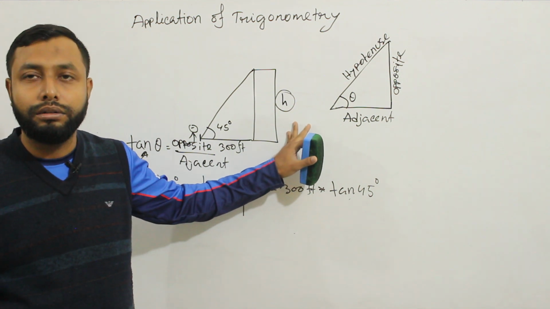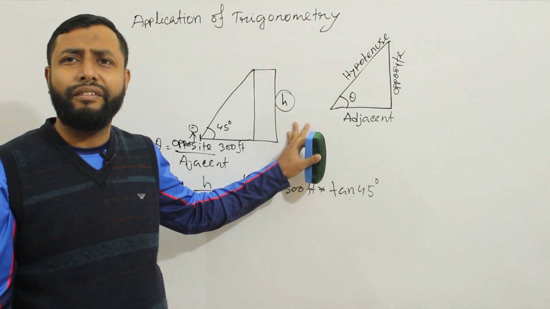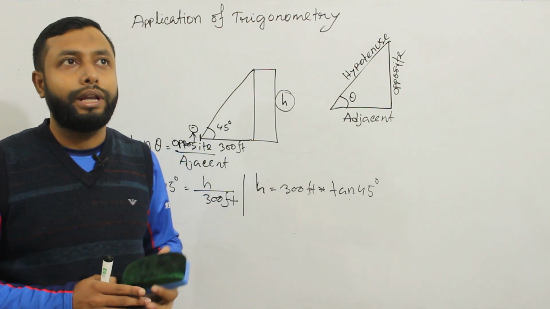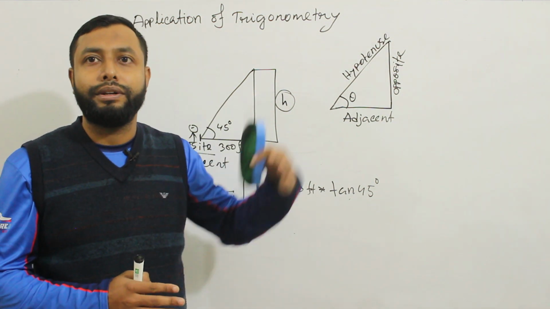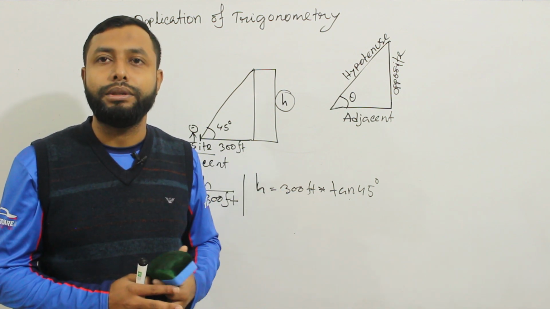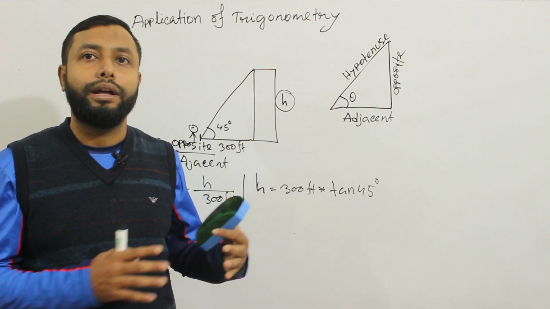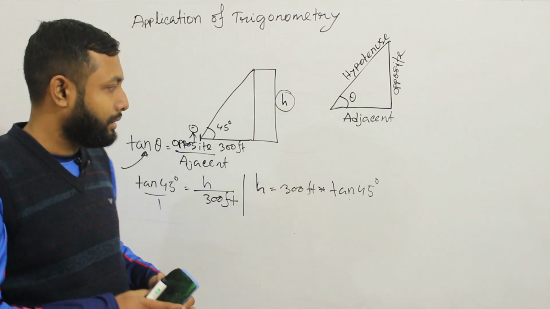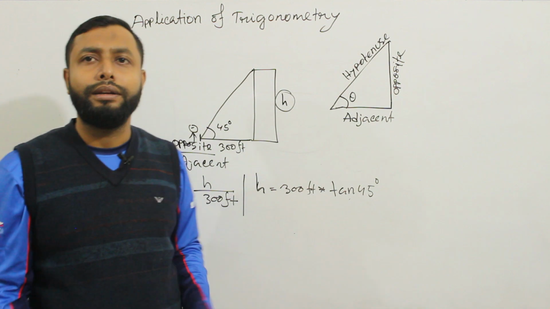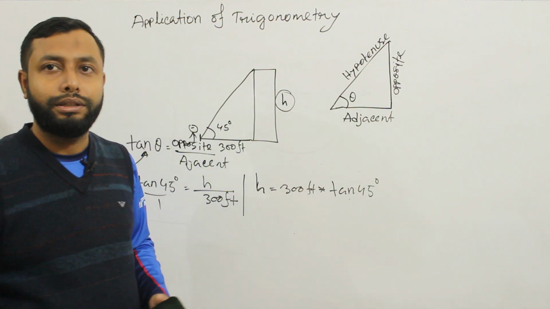And that's the great application of trigonometry, to calculate the height of an obstacle or the height of a building or a tree or something else. If you want to calculate the height, then we can simply apply that formula. Very simple and easy use of measuring height.